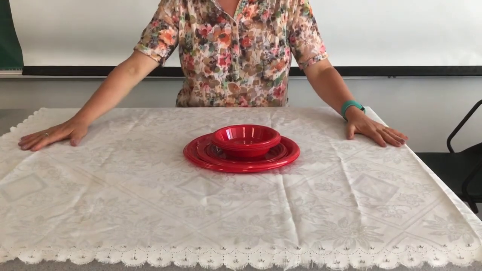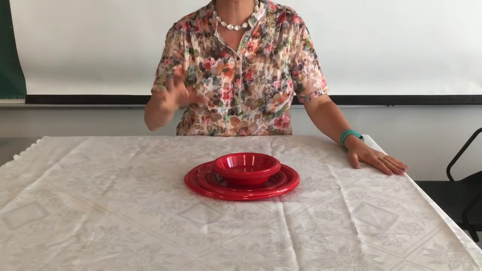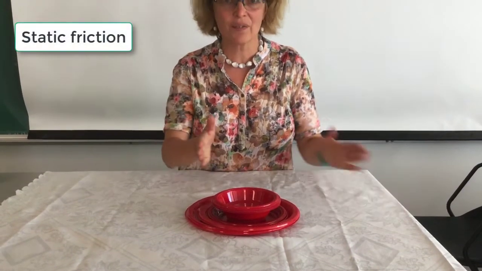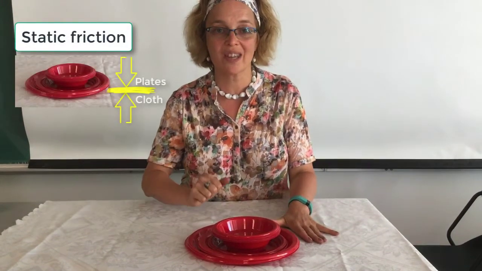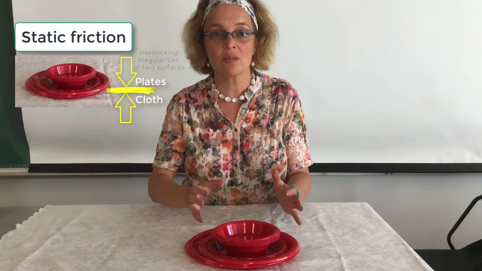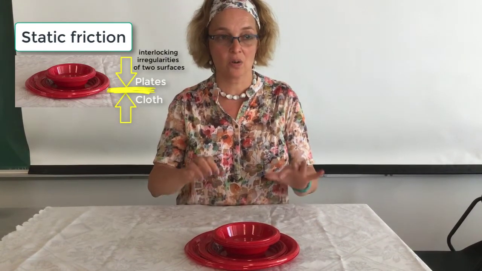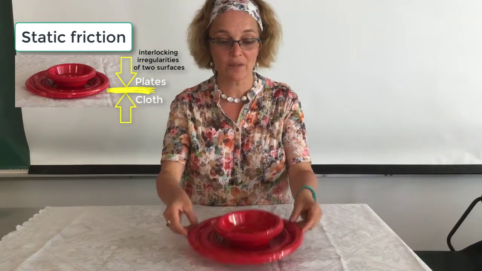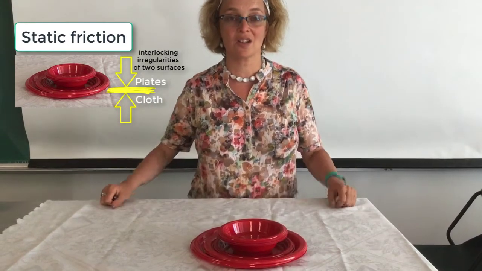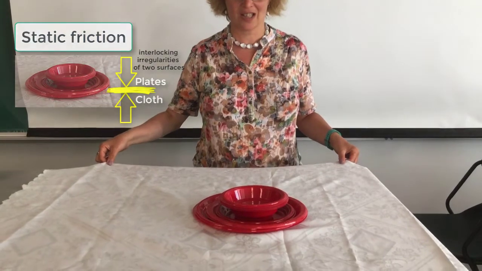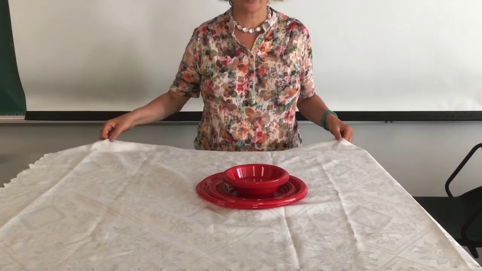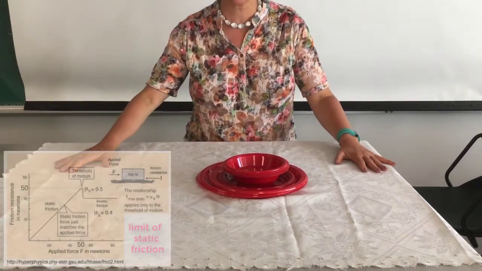And it's happening because of the phenomenon of static friction. Static friction is what holds them together. In order to start moving, you have to overcome the static friction. Up to a certain point, static friction can hold the plates on top of the tablecloth, as you can see here. However, static friction has its limits.